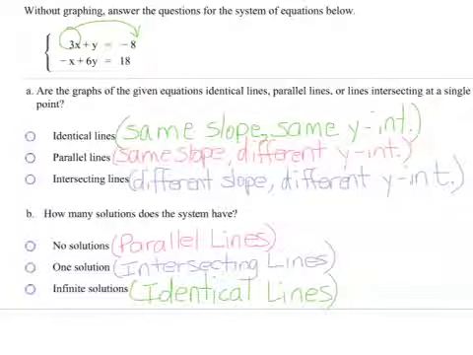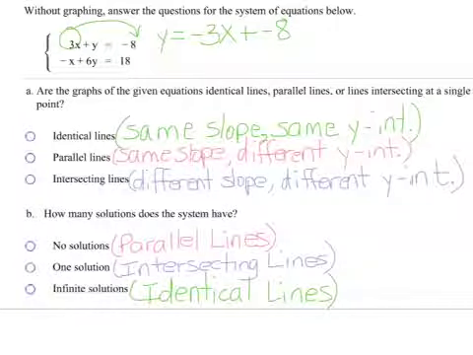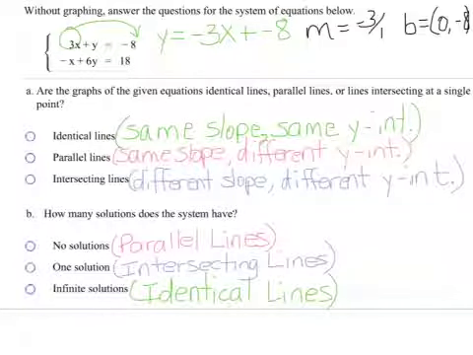So on the first equation, I'll move the 3x to the other side, and that will get y by itself. When I move the 3x, it becomes y equals -3x plus -8. So I know that the slope of the first equation is -3 over 1, and the y-intercept is (0, -8).